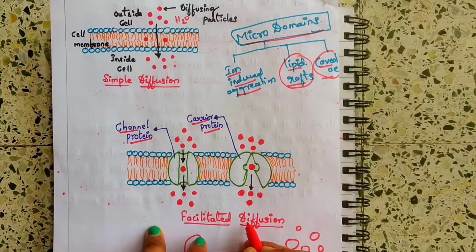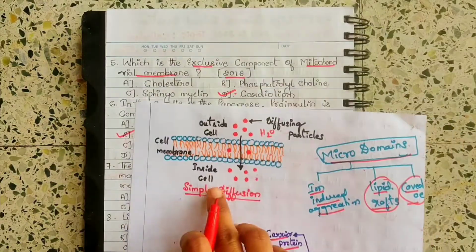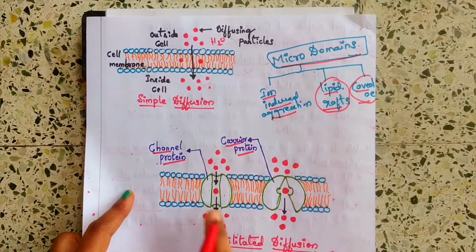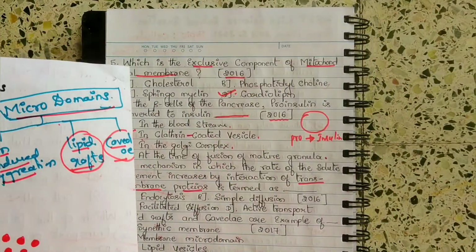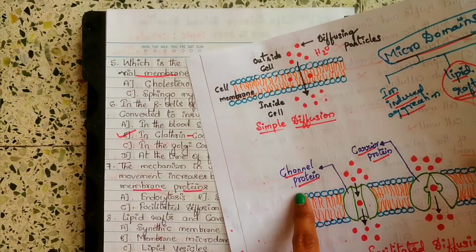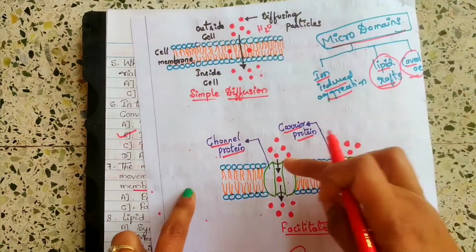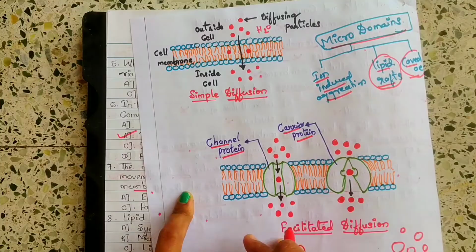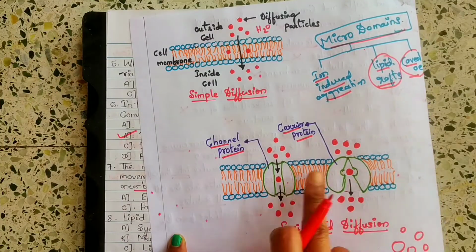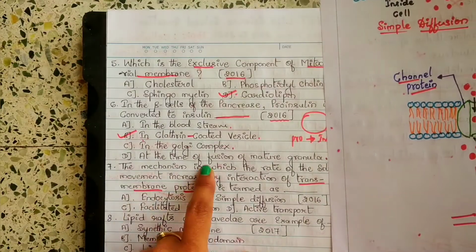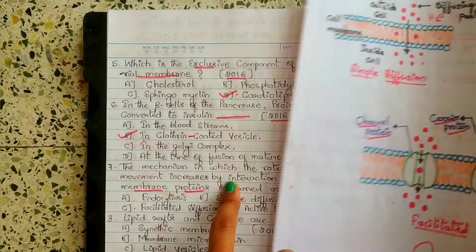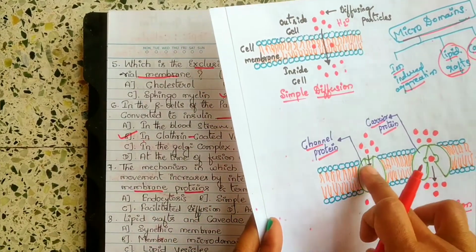As I explained, you can look at the diagram of facilitated diffusion. Facilitated diffusion is different from simple diffusion. Simple diffusion occurs just by crossing, so it doesn't require any channel proteins or carrier proteins. But facilitated diffusion requires channel proteins and carrier proteins. These channel proteins and carrier proteins are nothing but transmembrane proteins, because they help the diffusing particles to cross the membrane. So the question says the solute movement increases by interaction of transmembrane proteins.